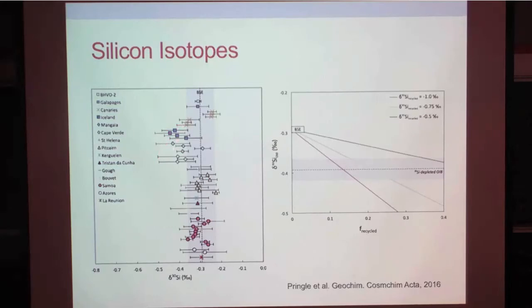And Iceland, and which one is that? That's Cape Verde. Some of these things suggest some real fractionation in sulfur isotopes, and the sort of amount of recycled material you might need to explain this.